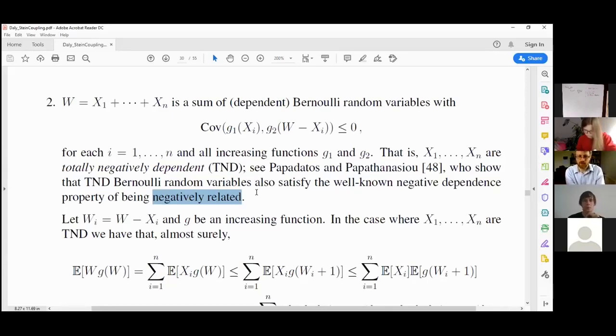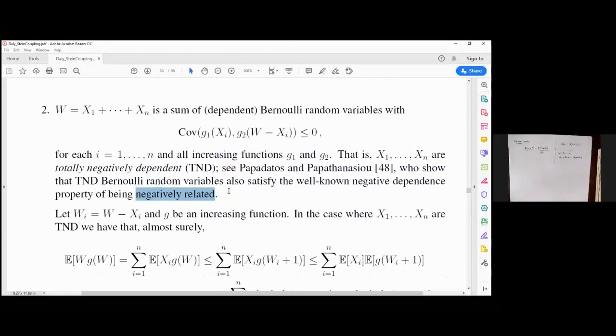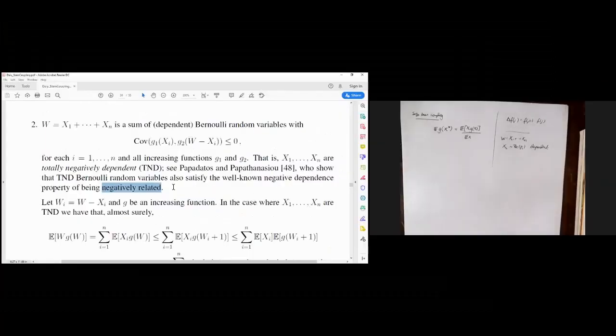I can write down the definition, but I'm not going to use it, so I perhaps won't. But it's just saying that if I condition on xi being 1, then the expected value of an increasing function of the rest of the x's is smaller than it would be otherwise. That's another reasonably natural way of capturing this idea of negative dependence.